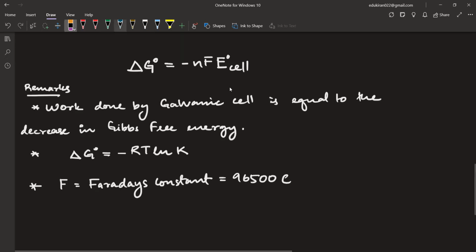So n will be the number of electrons used, F will be the charge of 1 mole of electron multiplied by the potential, and you will be getting the work done, that is delta G naught. Okay, देखिए बहुत आसान से सवाल रहते हैं इसमें. Write this down. Let me know when you're done.